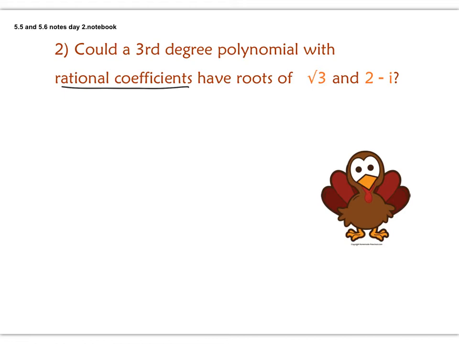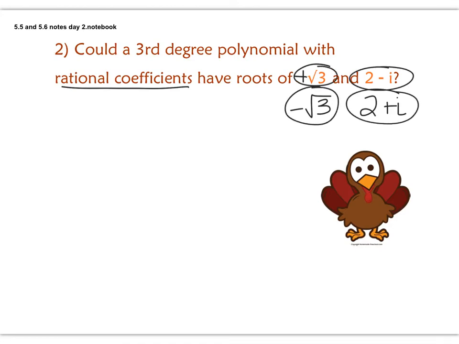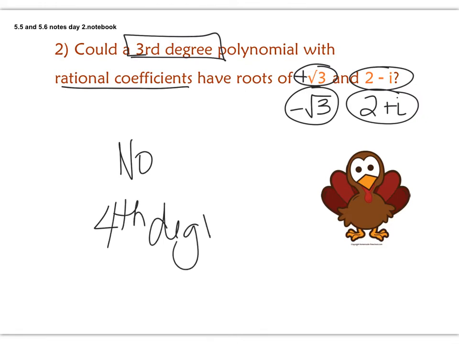Well, let's kind of stop and think. If they gave me a positive radical 3, I also know I have a negative radical 3. They have to come in pairs. And if they gave me 2 minus i, I also have 2 plus i. i's and radicals always come in pairs. So I have 1, 2, 3, 4 answers. Could a third degree polynomial have 4 answers? No. It would have to be a fourth degree because it has 4 answers.